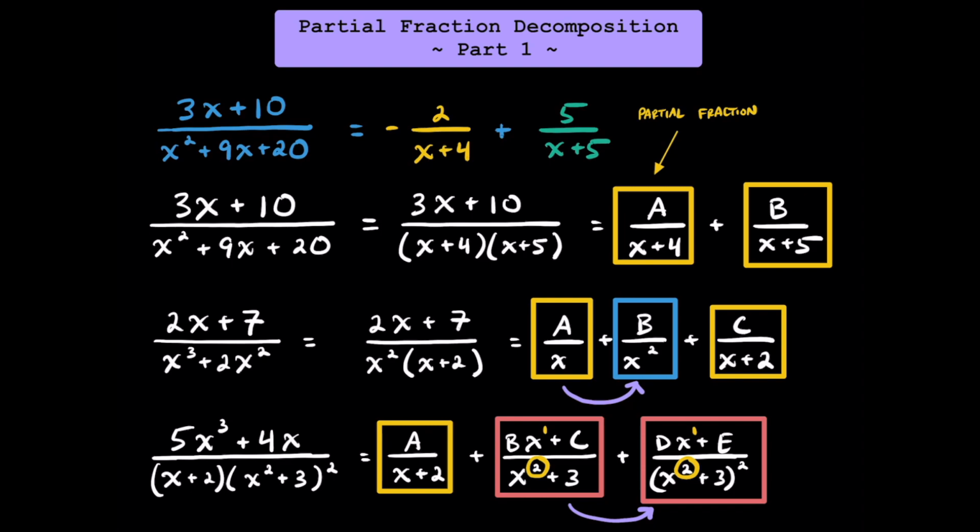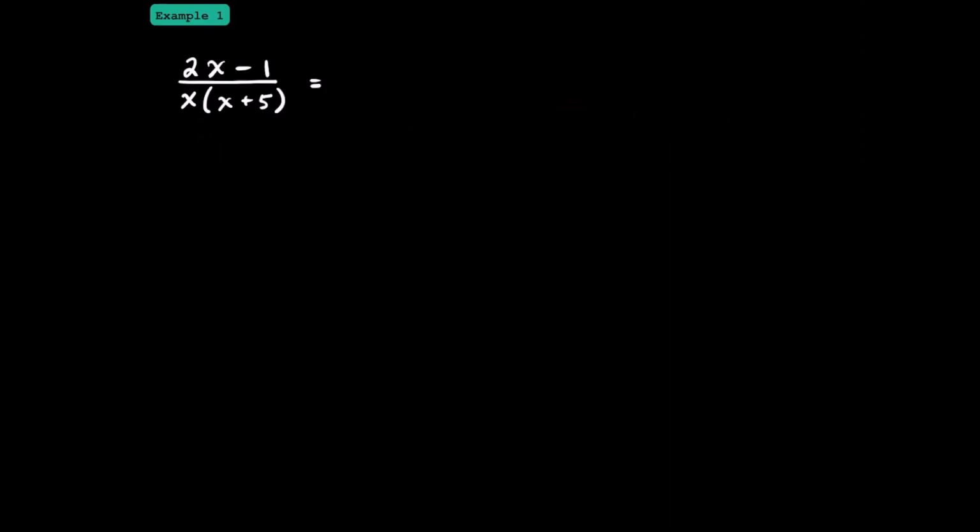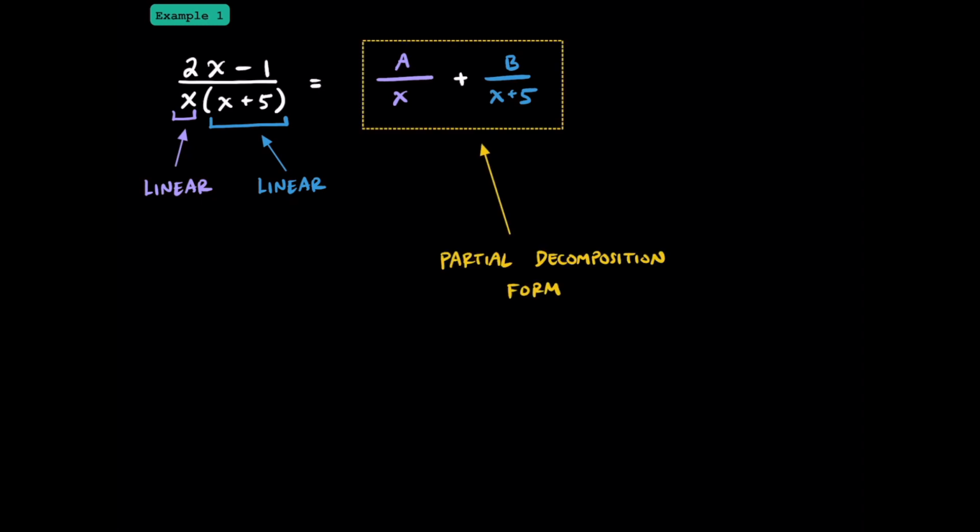Now let's get into some practice problems. Here in example 1, it looks like our denominator is already factored. This x here is linear, and this x plus 5 is linear. Decomposed, this will take the form of a over x plus b over x plus 5. This right here is our partial decomposition form. While I'll go over how to find a and b in the next video, the objective of this video is just to get this form.